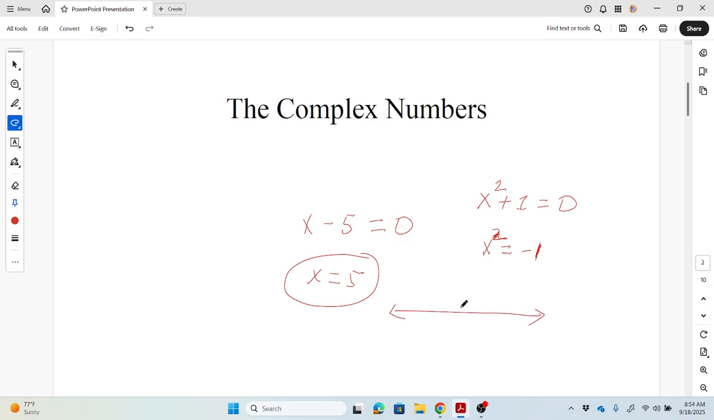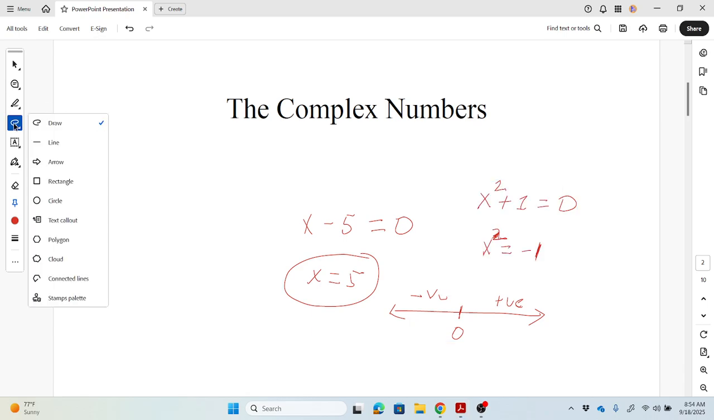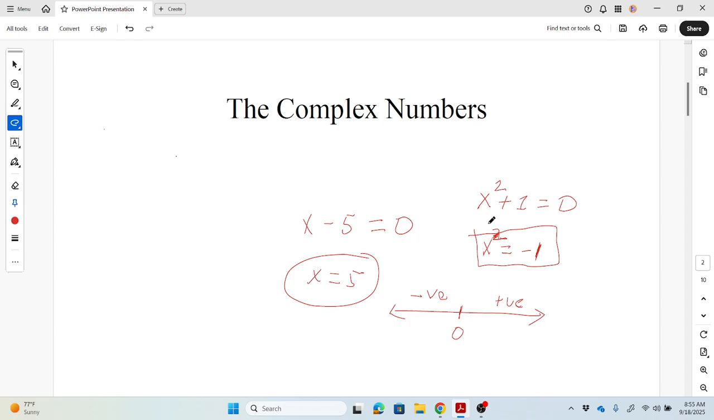And we know for any real number, you just have three different categories: 0, positive, or negative, right? If you take 0 and square it, 0 squared is 0. If you take a positive number and square it, it would be positive. If you take a negative number and square it, it would be positive. But there is no real number whose square is negative 1. So there is no solution for this equation in the real number system.